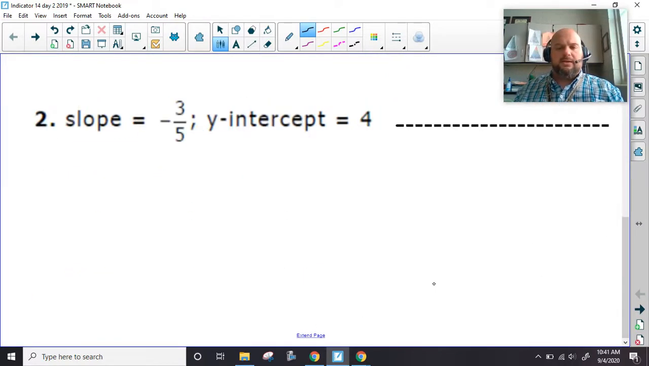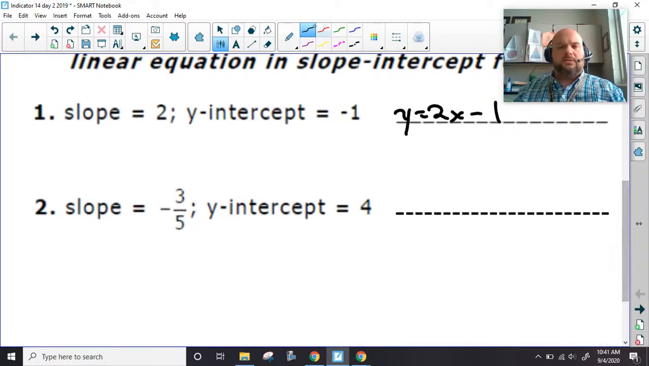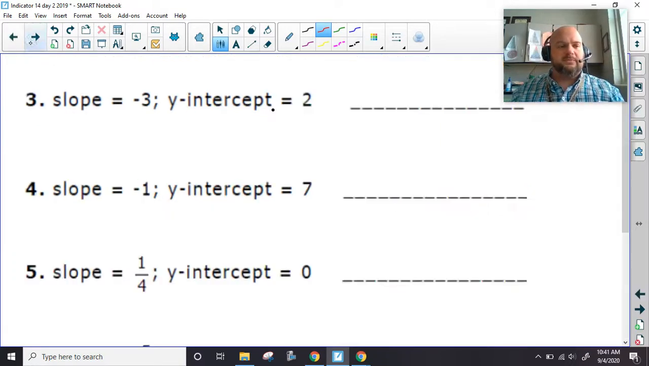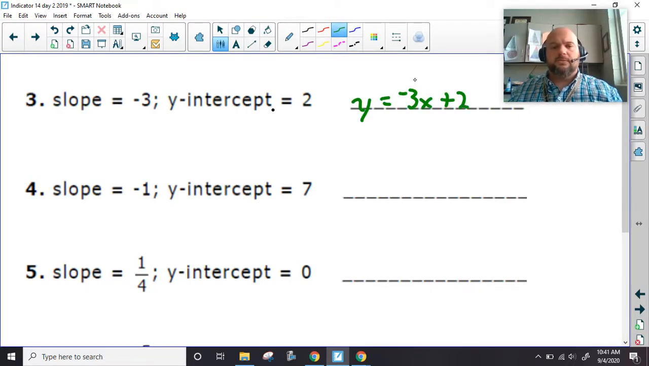All right. And then right here, we're going to have y equals -3/5 x, because that's the slope, and then plus 4. Yeah, these are kind of simplistic, but we've actually had people miss these on tests before. Okay. y equals -3x plus 2.